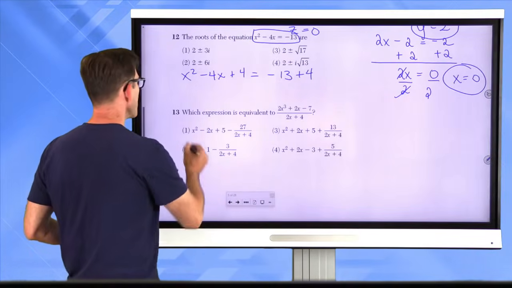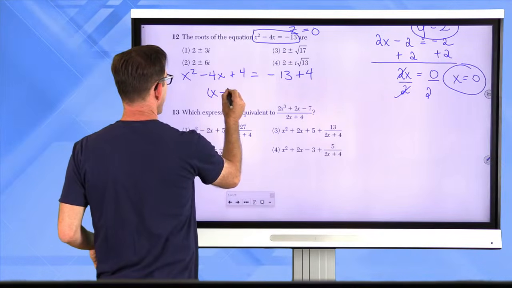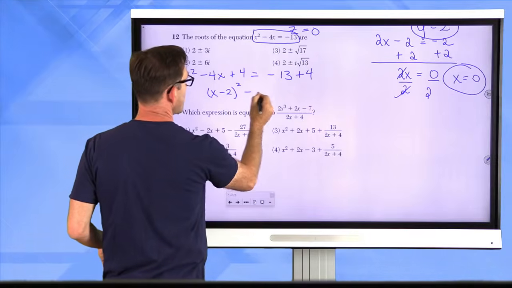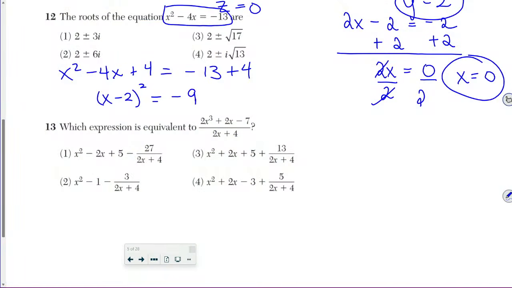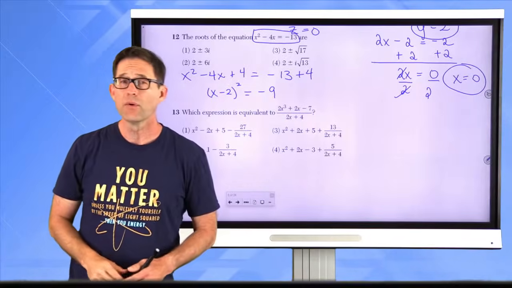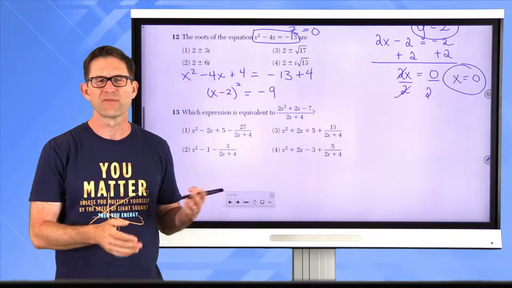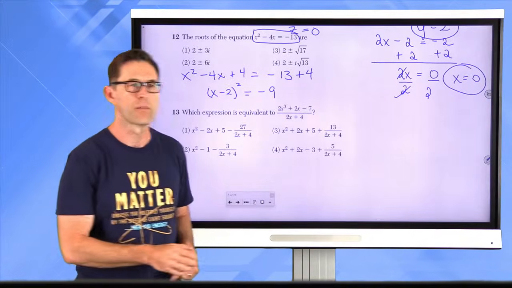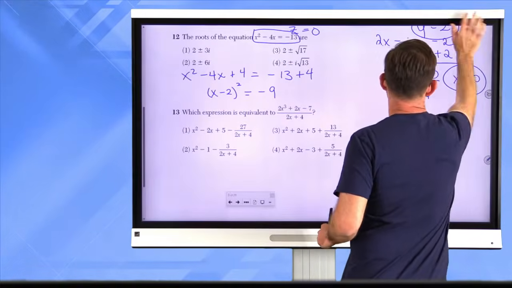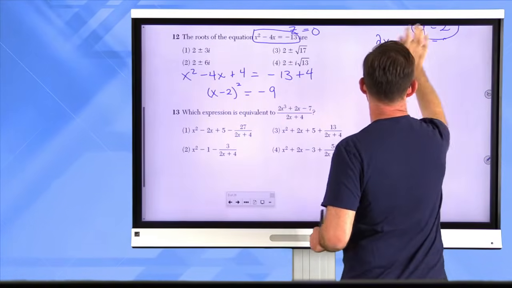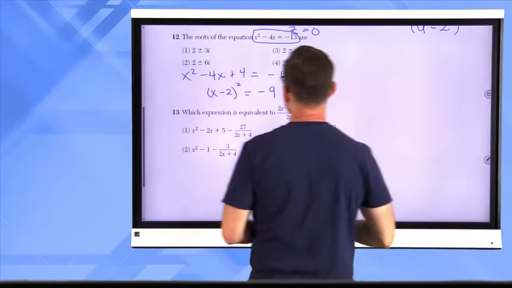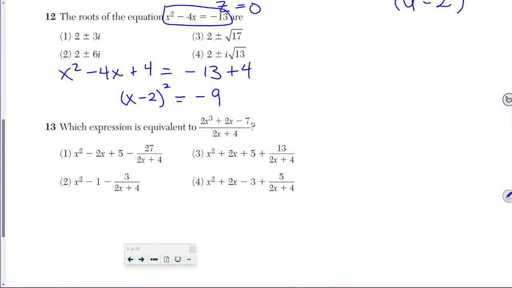And again, you remember the whole deal with this. That's just so that I can now write this as x minus 2 squared. And of course, all of that's going to be equal to negative 9. And I would much rather solve this than have to go through the rigmarole of the quadratic formula. Let me just get rid of this now that we've passed that problem on by. Hopefully you got all of that down.